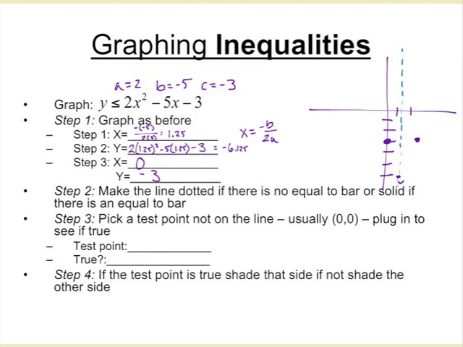And now we're going to connect them. Now when we connect them, we have to be careful that this is an inequality, not an equation, which means we need to think about dotted or solid. This one happens to be solid because it does have the equal to bar, but we need to think about whether we have a dotted or solid connection.